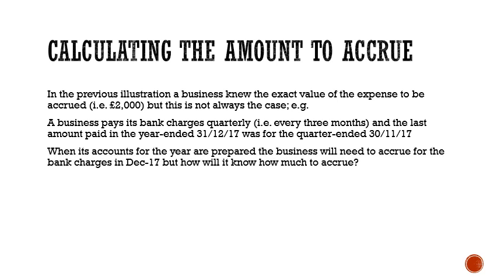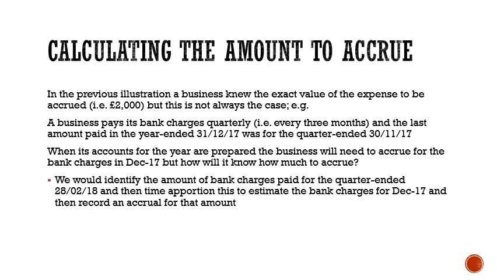So in the year ended 31st of December 2017, we need to accrue for the bank charges that will have been incurred in December. But how do we calculate that amount? Well, we would normally identify the amount of bank charges that were paid for the quarter ended 28th of February 2018, and then we'd time apportion that amount. So that amount that was paid in February would be for 3 months. So we would simply take a third of that amount as being the accrual that was needed for December.